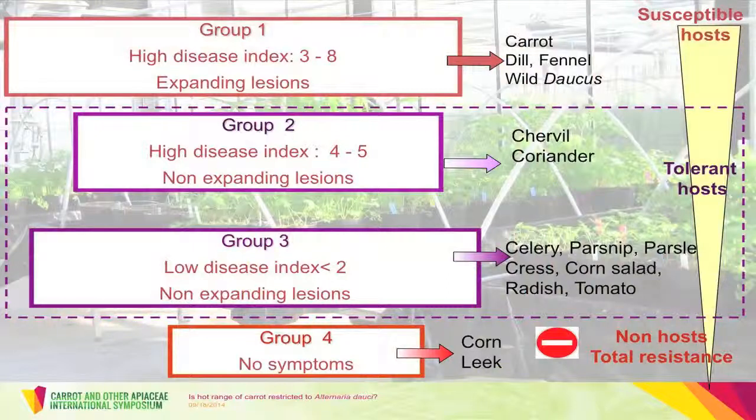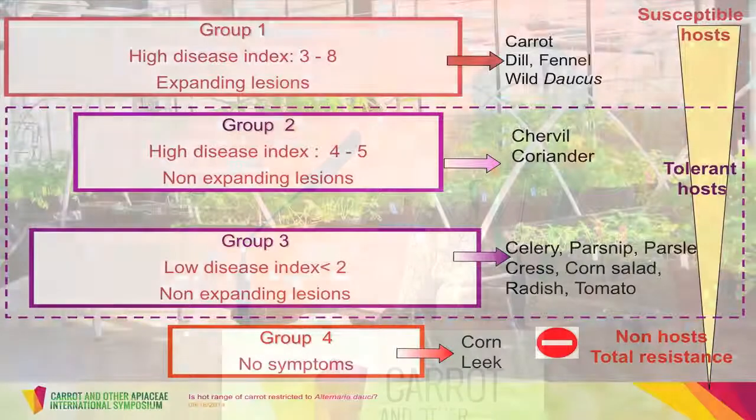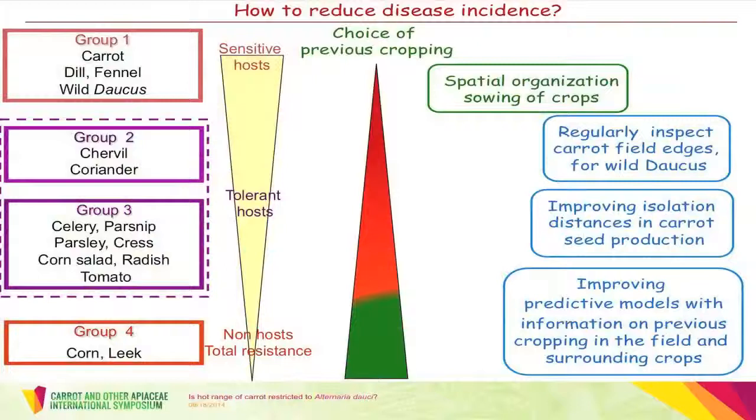So we may say that for the first group we had the susceptible host, the main host, so it's not a problem for the fungus to develop in the plant. After that it's more difficult in a tolerant host, but you can still see development, and at the end you have the non-host species, so with a total resistance. All these results are important, of course, for producers to try to reduce the disease incidence in the field.